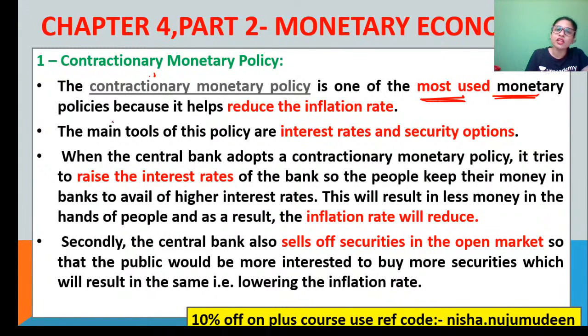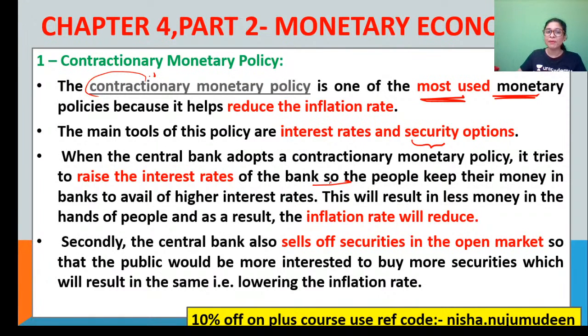And during the contraction period, what will the monetary policy do? How do they manage it? How will they use it, guys, to reduce inflation practically? If they want to reduce inflation, they go for contraction policy. The main tools of this policy are interest rate and security operation. That is, the central bank of a country, the RBI, will start adopting a policy called contraction monetary policy. And they'll start increasing the bank rate or the interest rate.